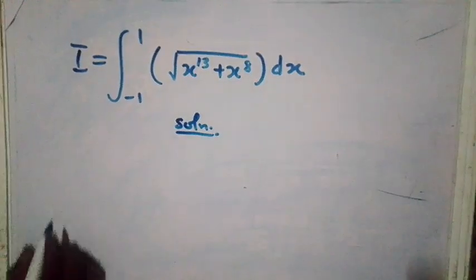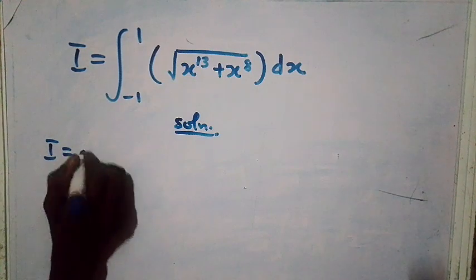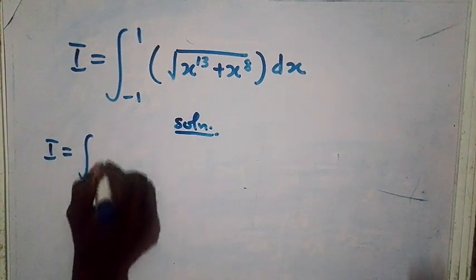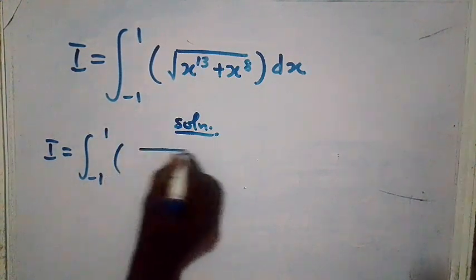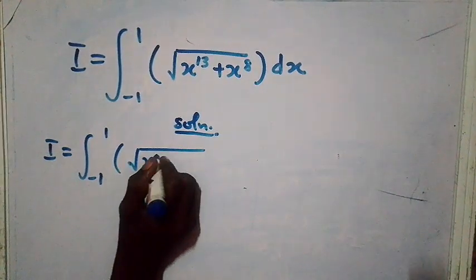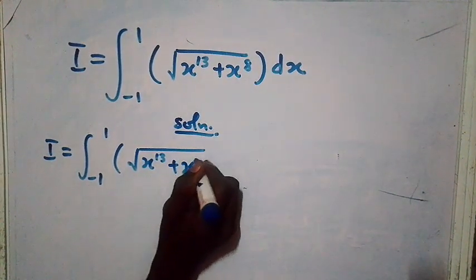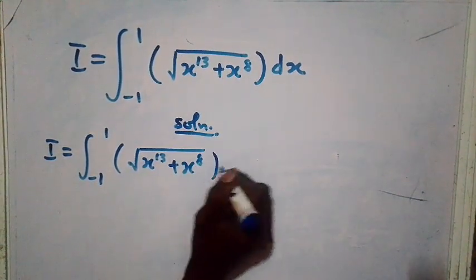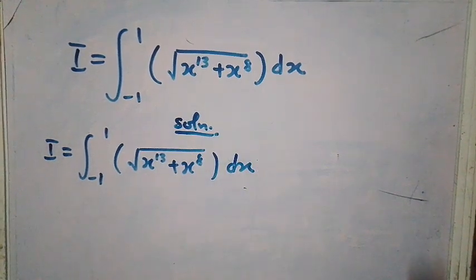Let's write out the problem. I equals the integral from -1 to 1 of the square root of x raised to the power 13 plus x raised to the power 8, dx. The first thing we need to do is to understand which type of integration this is. And this is a symmetric integral.